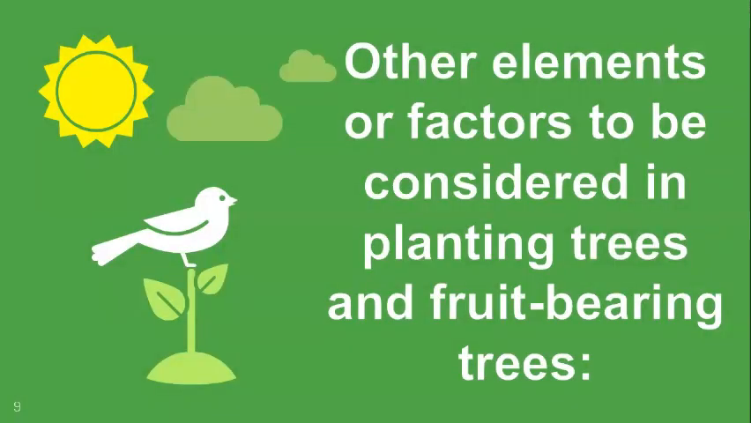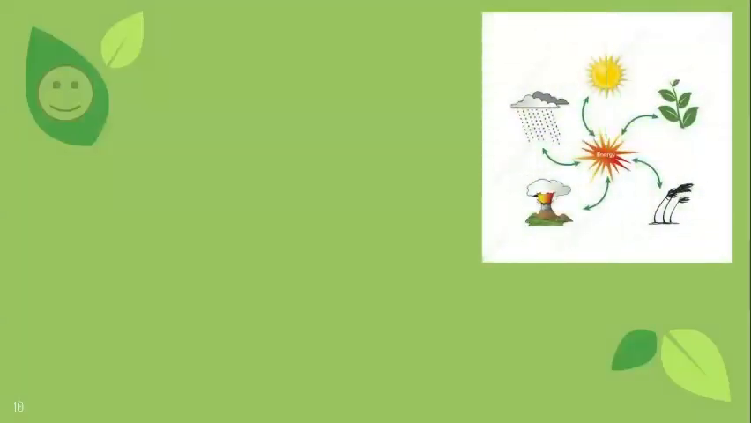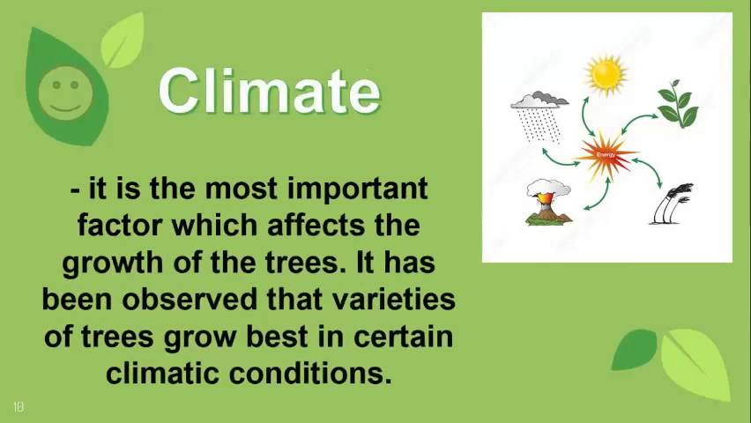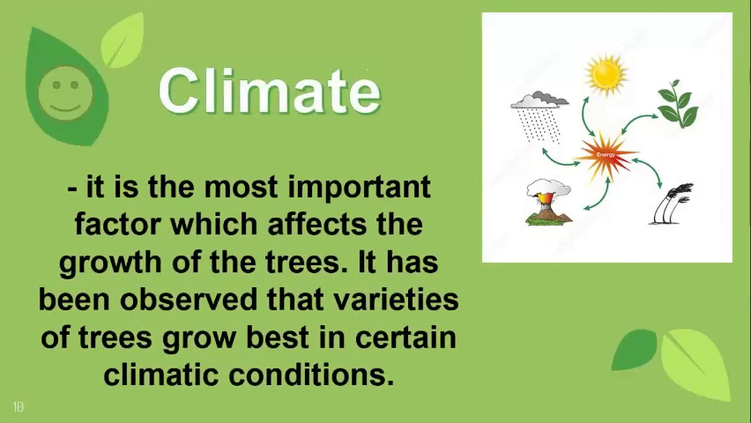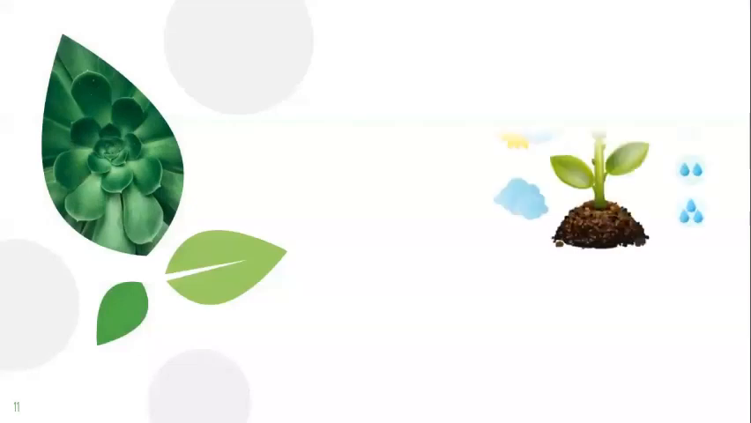Then we have other elements or factors to be considered in planting trees and fruit bearing trees. Kids, observe the picture. Could you guess what probably be the element or factor? It is? Yes, climate. It is the most important factor which affects the growth of the trees. It has been observed that varieties of trees grow best in certain climatic conditions. How about this?